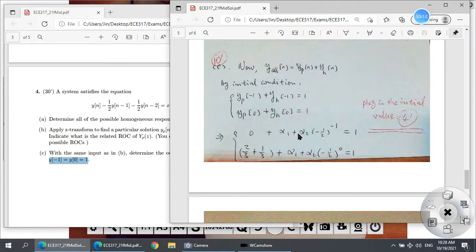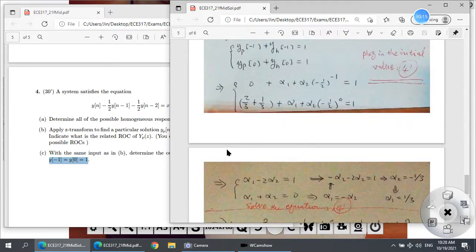So from these two initial conditions, we get these two equations. The unknowns are the alphas. To simplify, negative 1/2 to the power negative 1 gives negative 2, so alpha 1 minus 2 alpha 2 equals 1. In the second equation, 2/3 and 1/3 add together to give 1, and here is also 1, so they cancel. The result is alpha 1 plus alpha 2 equals 0, because the power of 0 is 1, so alpha 2 times 1 is alpha 2.